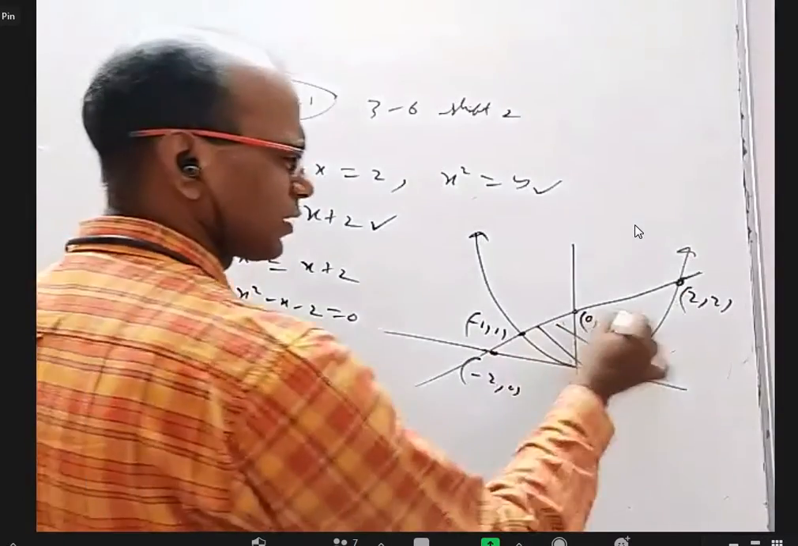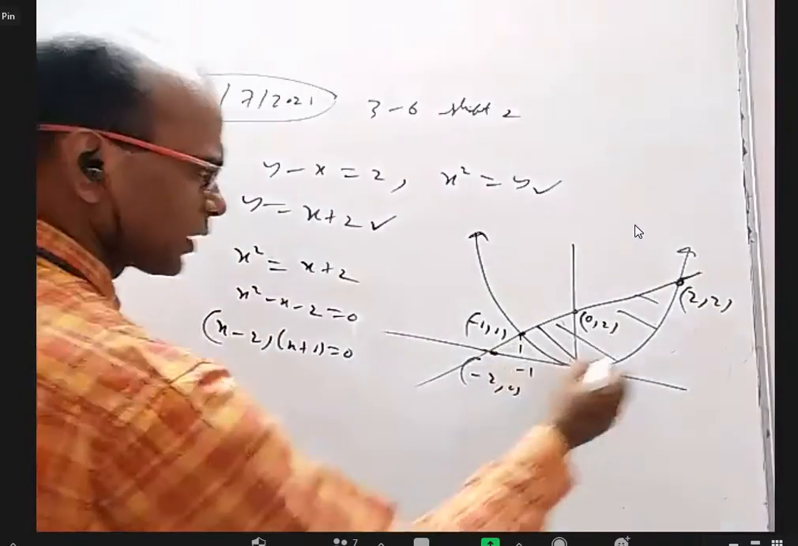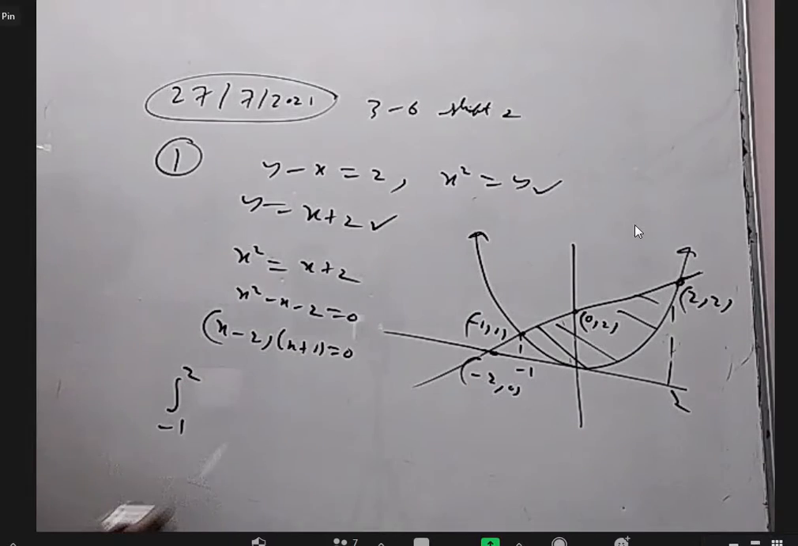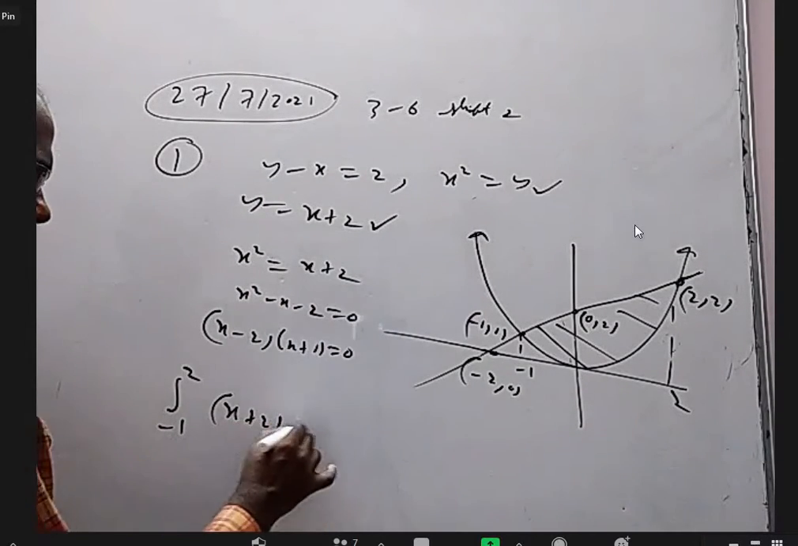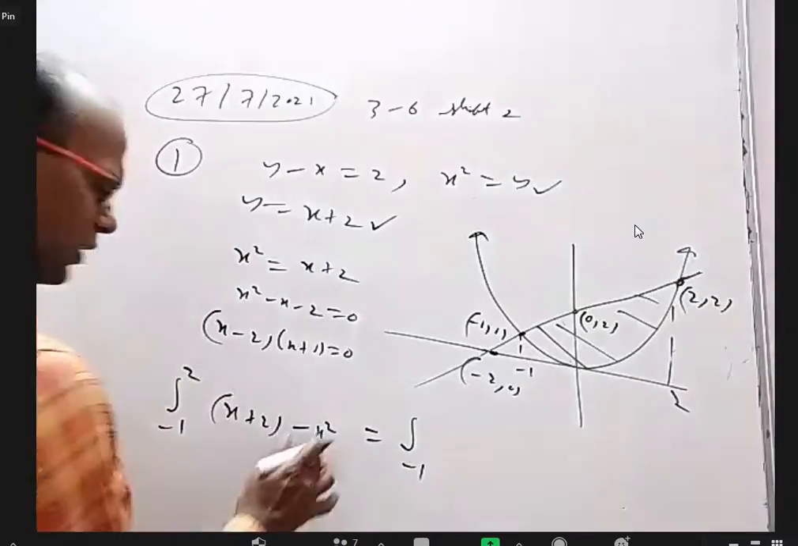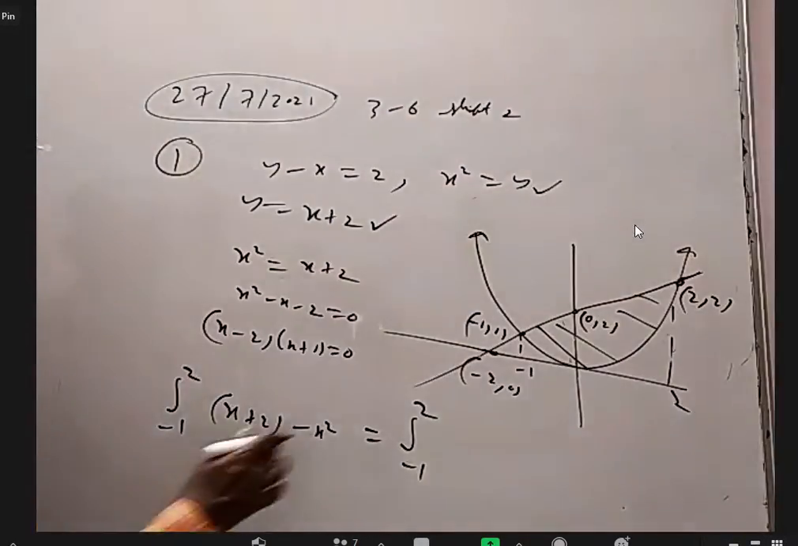So obviously they want area. Very simple. Opening question itself is quite easy. This is minus 1. This is 2. So integral minus 1 to 2. Upper curve is the line which is x plus 2. Lower curve is x square. You can integrate normally. Now just x cube by 3, x square by 2, 2x, and you can do it. I want to do slightly different.